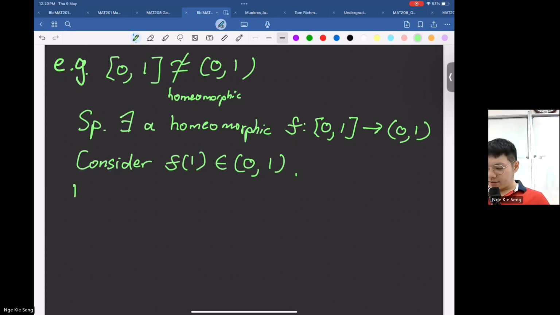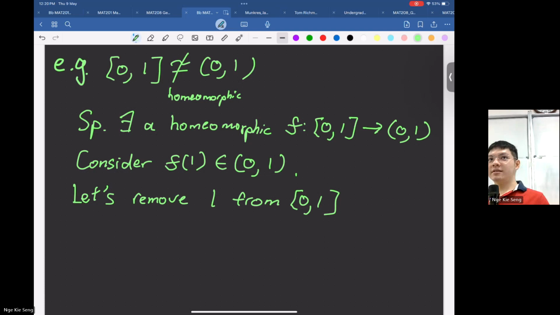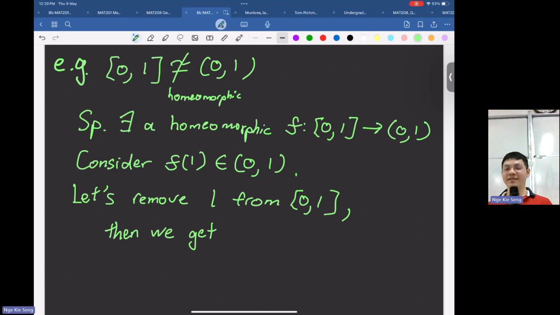But let's remove 1 from the closed interval [0,1]. What do we obtain? I need to be a bit precise, there are a lot of 0, 1 here. We get [0,1), closed at 0 and open at 1. Is this guy open or not? Not open. Connected or not? Connected, right? Just now we proved any interval is connected. So we get this connected.